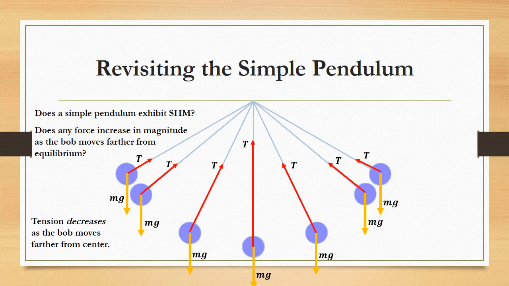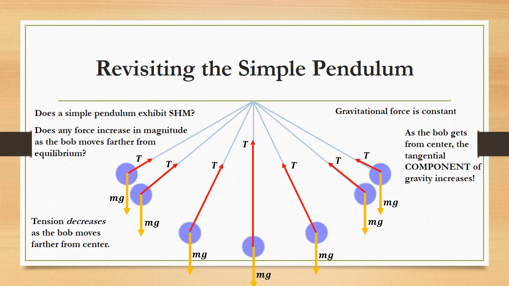And gravity, it would seem, couldn't be the answer because gravitational force is constant. I mean, assuming pretty reasonably that the mass of the bob isn't changing. So what's going on? Is the gravitational force somehow acting as the restoring force? It is. And the reason is that its magnitude may not change, but as you swing from the center outwards, the tangential component of gravity increases.